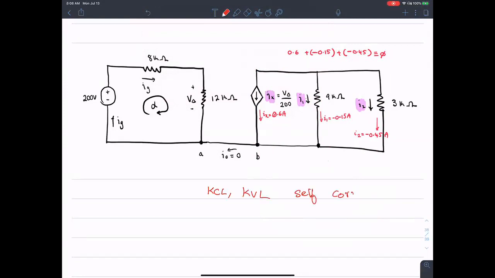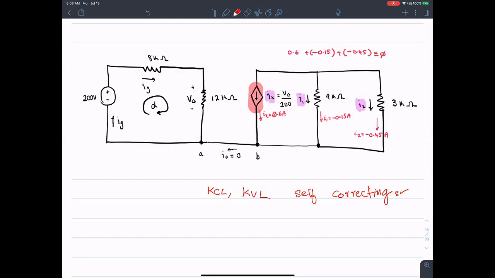You don't really have to worry about it. You can assign it and you'll get the correct answer in the end. Yes, yes, yes. So that's exactly true. KCL and KVL is self-correcting. The idea that you don't see, that's a very insightful question, isn't it?